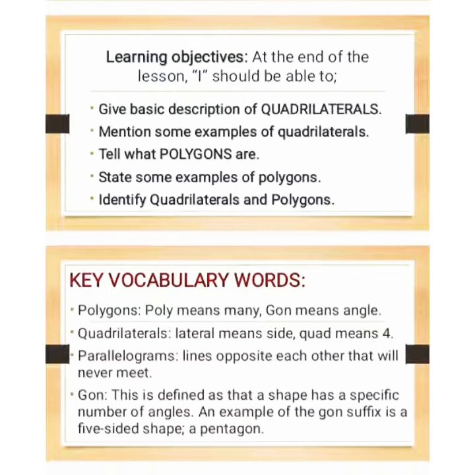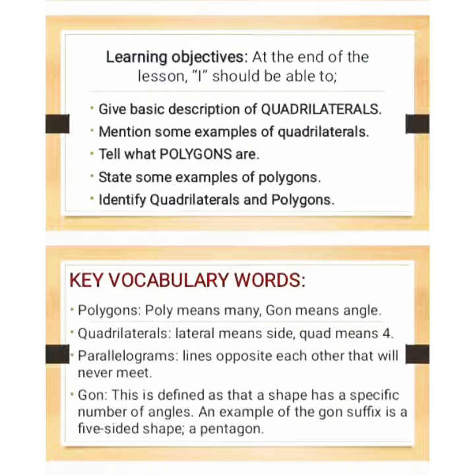At the end of the lesson, you say to yourself, I should be able to give a basic description of quadrilaterals, mention some examples of quadrilaterals, tell what polygons are, state some examples of polygons, identify quadrilaterals and polygons. That's the last learning objective there. Then to continue, we have our key vocabulary words.